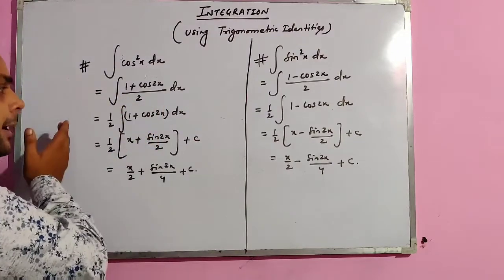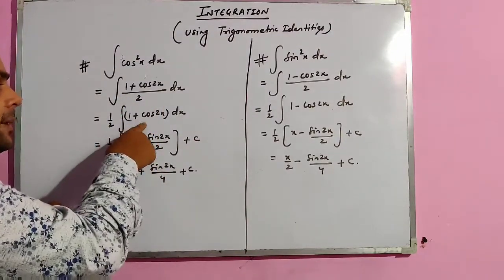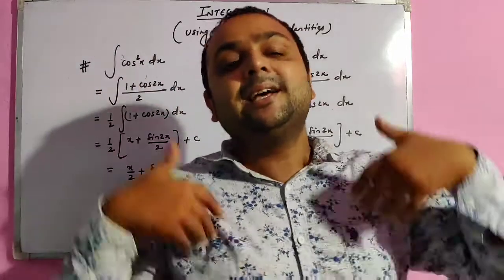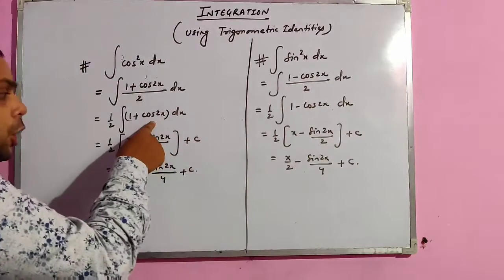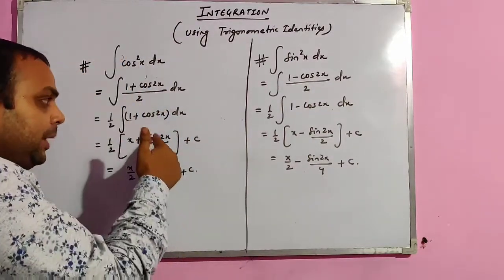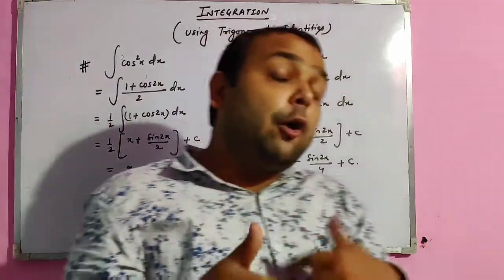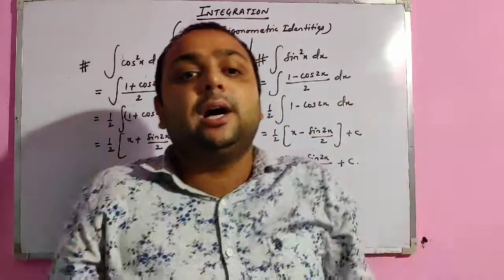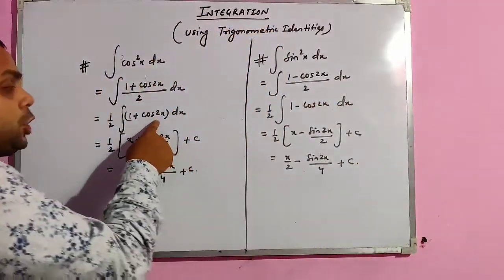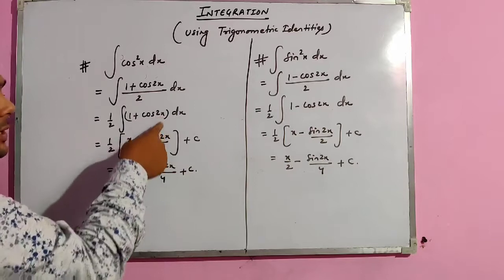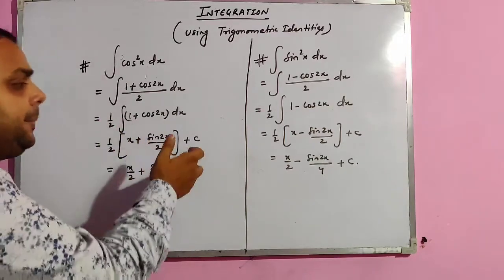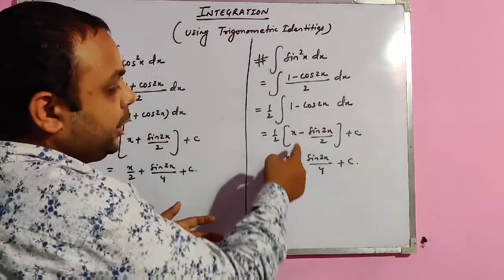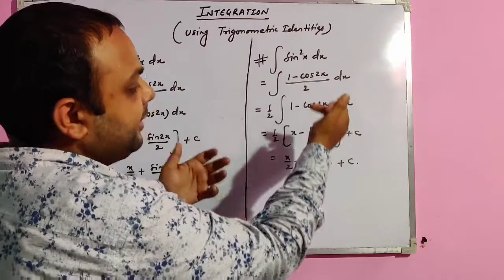Now taking 1 by 2 outside and then integrating 1 plus cos 2x. Integration of 1 is x, we all know. Integration of a constant is x. Then cos 2x will turn to sin 2x, and then this 2, which we often multiply in terms of differentiation, will go in division, because we are doing the antiderivative. So the integration of cos 2x is sin 2x divided by 2, plus c is the constant. Here 1 converted to x and cos 2x converted to sin 2x divided by 2.